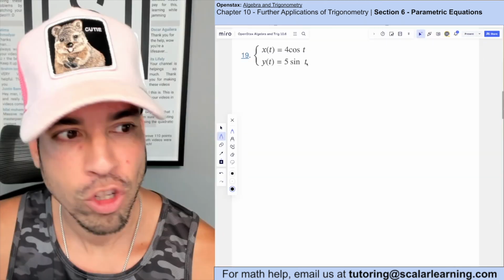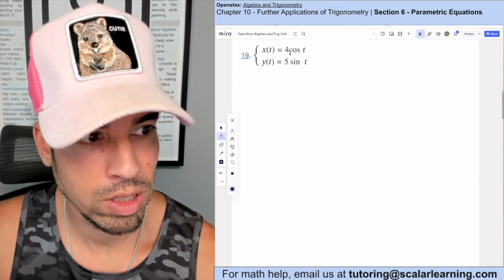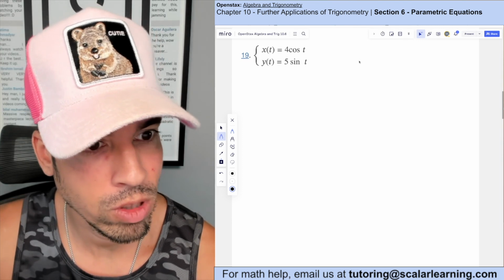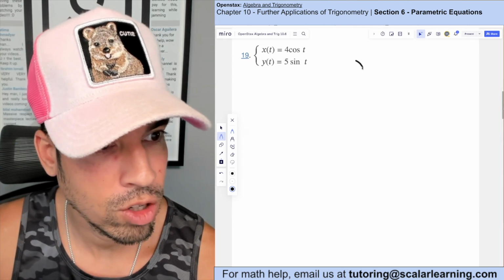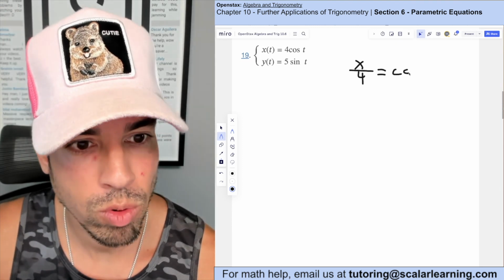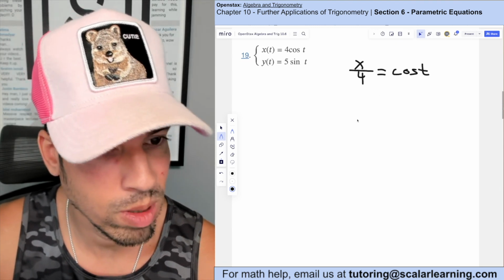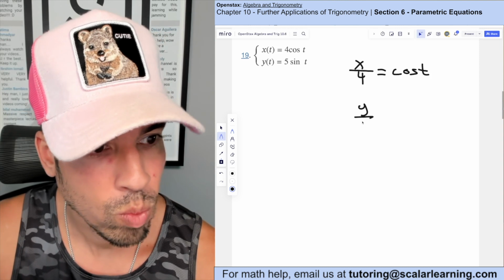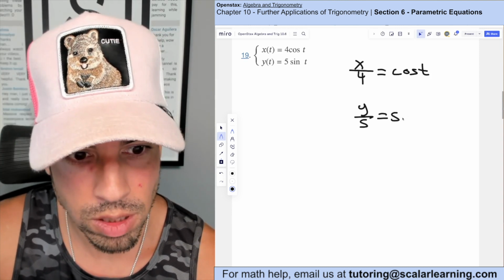Boom, done. So for this one, I'm going to do something a little different because we got cosine and sine. So first, I'm going to isolate cosine of t by dividing by 4. So I get x over 4 equals cosine of t. For this one, I'm going to divide by 5, and I got y over 5 equals sine of t.